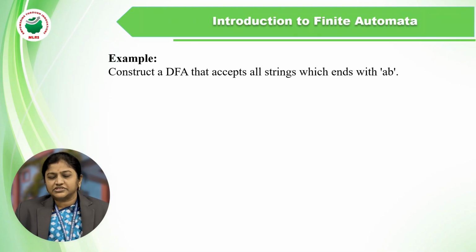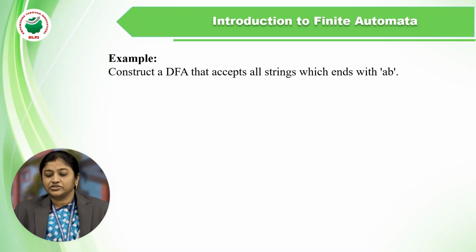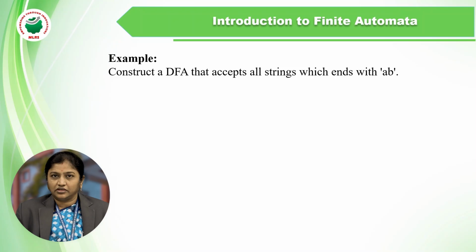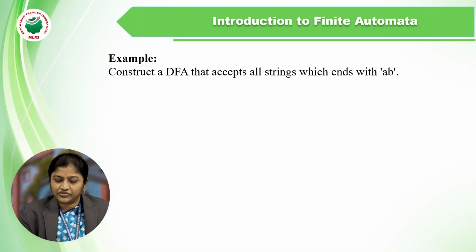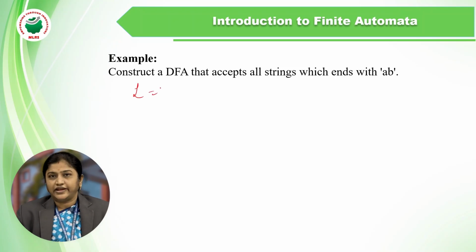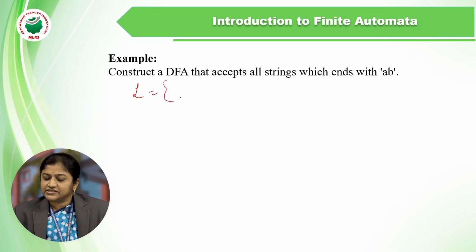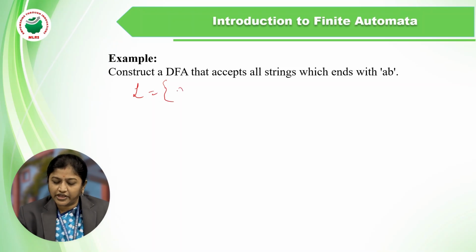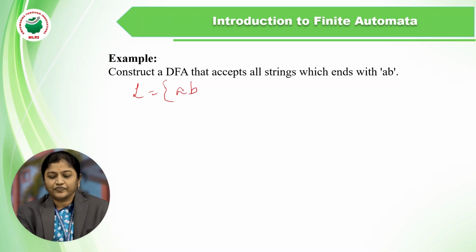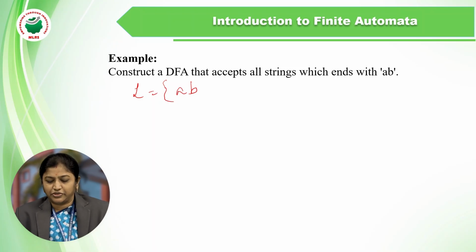First example, construct a DFA that accepts all strings which end with AB. Here, what does ending with AB mean? What will be the possible lengths of the strings? First, let us write the possible strings. As it says that it should end with AB, we'll start with AB only. It starts with A, ends with B.